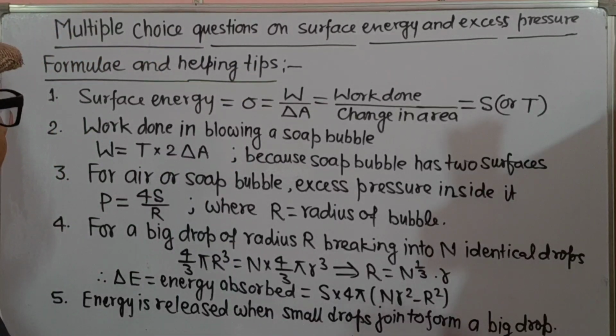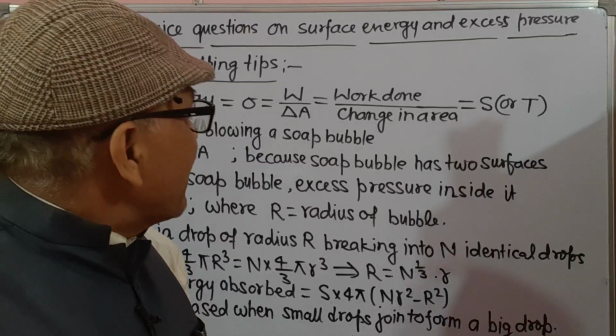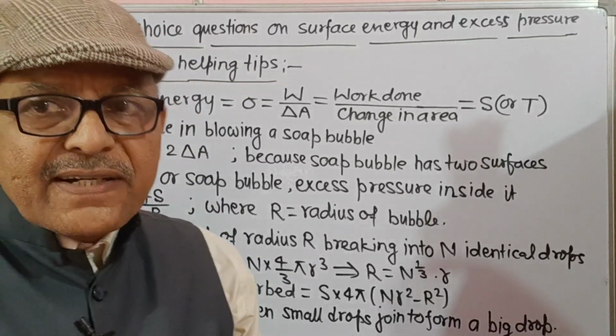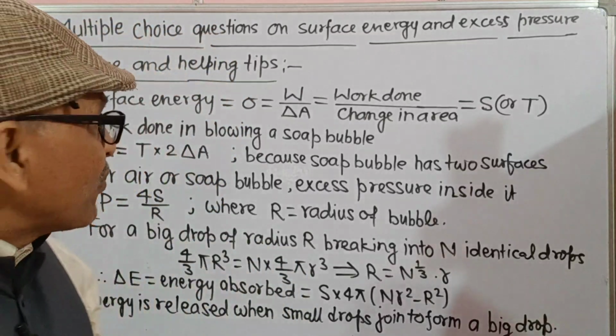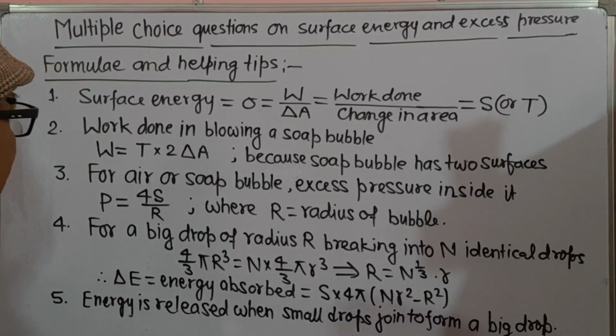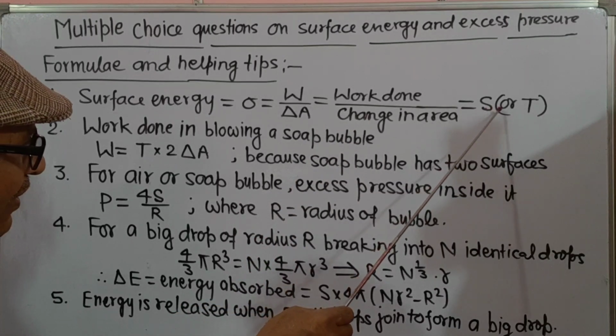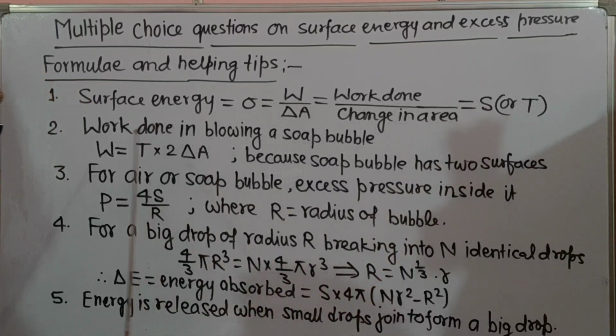Today we are going to solve some multiple choice questions based on surface energy and excess pressure. At first let us review the related formulas and helping tips. First, surface energy, which may be denoted by sigma, is equal to the ratio of work done in changing surface area to the change in the surface area, which is numerically equal to surface tension S or capital T.